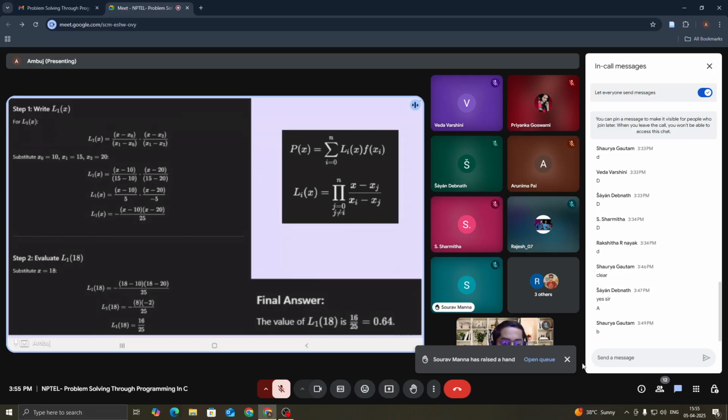Now I just have to substitute the value 18. So L1(18) is negative of (18 minus 10) multiplied by (18 minus 20) over 25, that is 8 into minus 2, with the negative outside the bracket, over 25. Minus minus is plus, so the final expression is 16 by 25, which when you evaluate is 0.64. 16 by 25 is 0.64. There is no doubt in that. Yes, directly it is coming as 0.64.